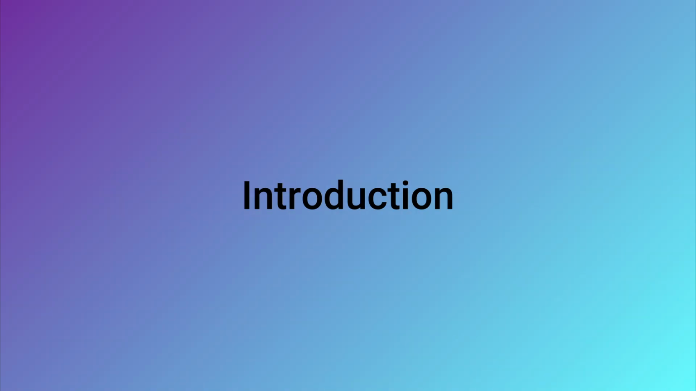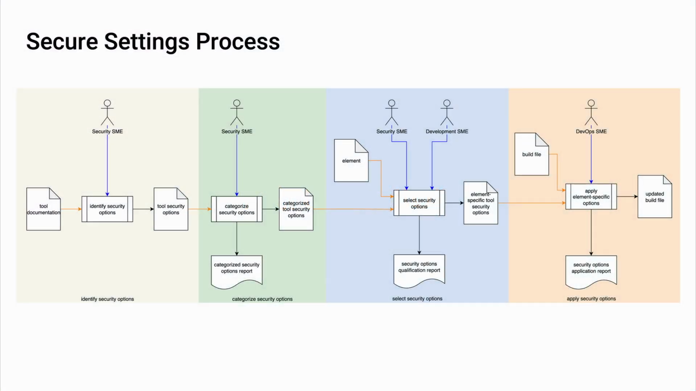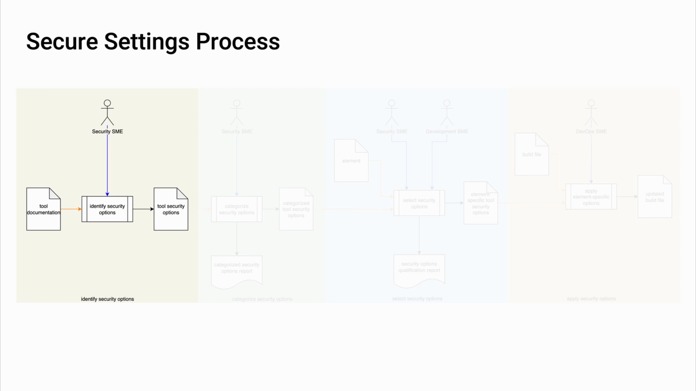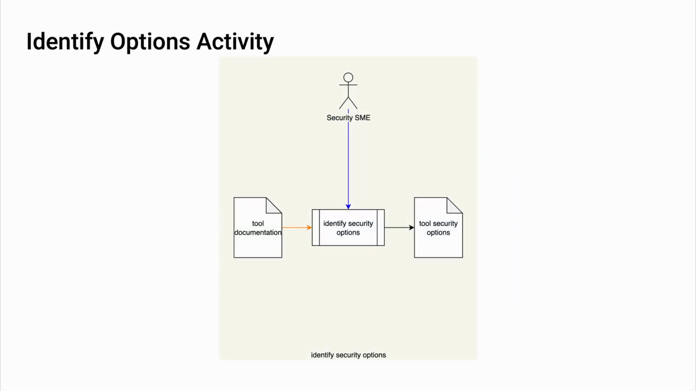Before getting into option identification, let's briefly review where it fits in the overall secure settings process. Here's the secure settings process, which we've previously covered in the Secure Settings Overview. Our focus for this training is going to be on the first activity, that of option identification. Within the Identify Options activity, the Security SME is going to take the tool documentation, examine it, identifying any security options that are there, and create a tool security options document.